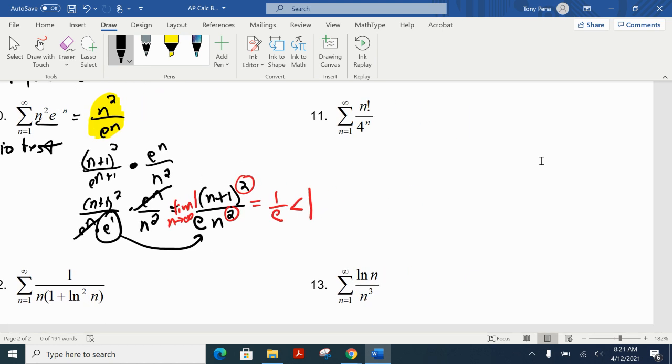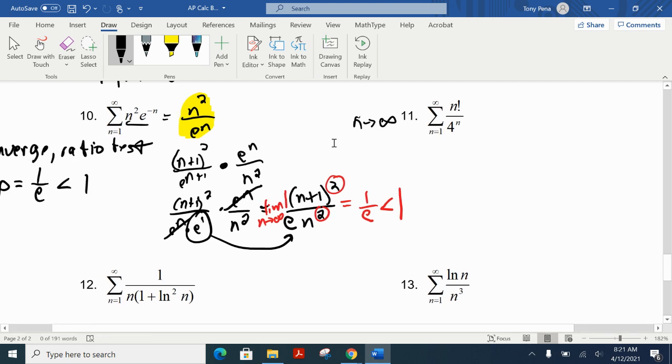(11). First thing we want to do, make sure that it passes the n-term test. I think I may have forgotten that again in number 10, but hopefully when we would have done the n-term test with this, as n goes to infinity, your faster growing function is definitely on the bottom, so that would have had a limit of 0.